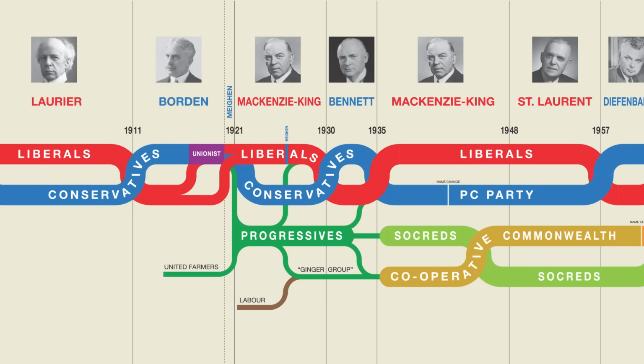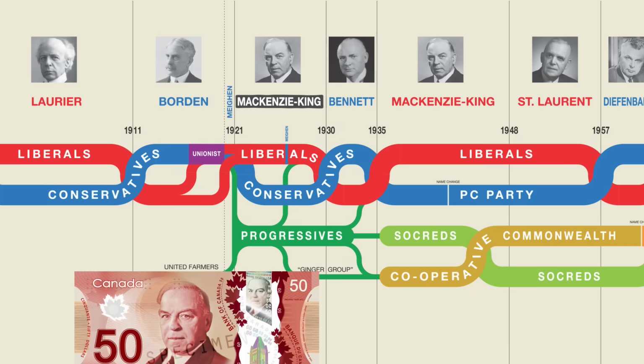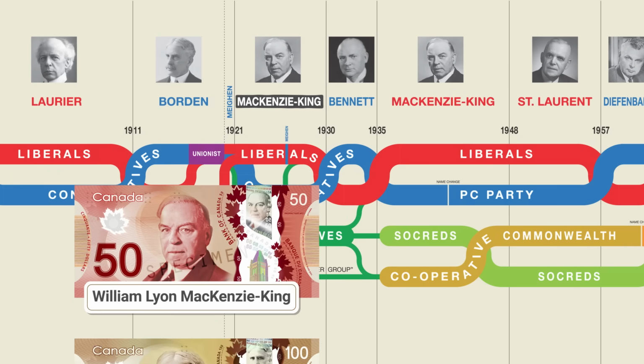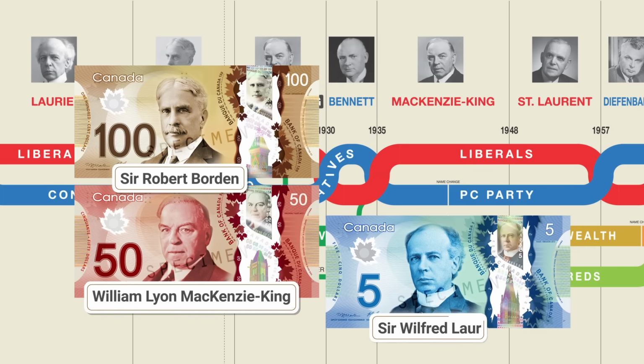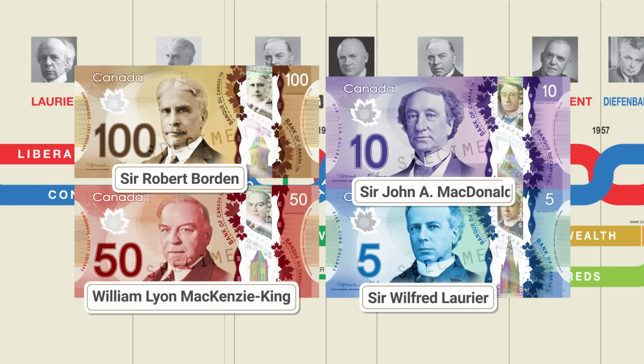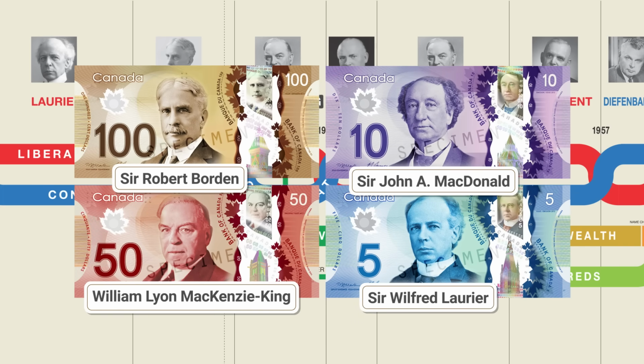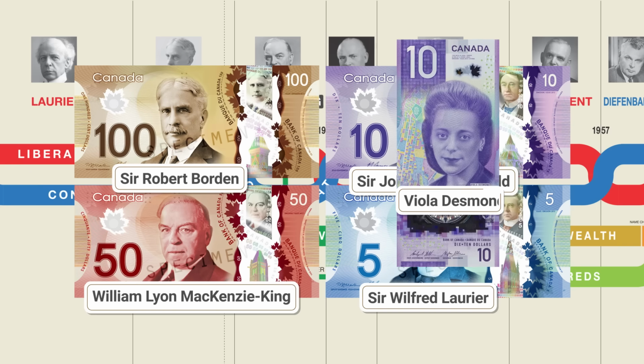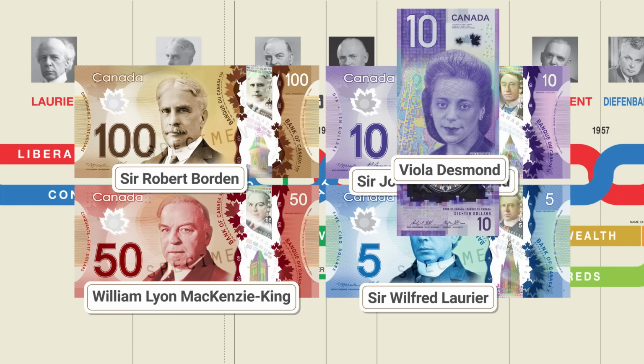First of all, I want to point out that the Liberal Prime Minister at this point was William Lyon Mackenzie King, the man who would go on to become Canada's longest-serving Prime Minister. He, together with Borden, Laurier, and Macdonald, are the 4 Prime Ministers who have appeared on Canadian currency. Mackenzie King is on the $50 bill. Borden is on the 100. Laurier is on the 5, and Macdonald was, until very recently, on the 10. He's since been replaced by Viola Desmond, who is sometimes called the Rosa Parks of Canada.